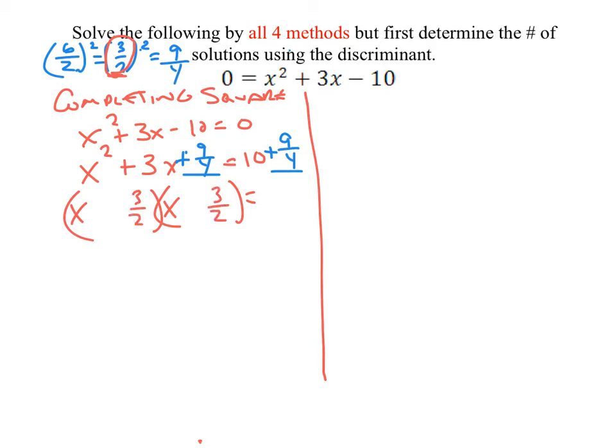And 3 halves plus 3 halves, well, 3 halves is just 1 1/2. 1 1/2 plus 1 1/2 is 3. You never have to think about the factoring because it's always half of b. It's always that value before you square it. So that's pretty easy. Now this, I'm just going to get a common denominator. 10 is 40/4. I can't write that in there. 40/4, that's 10. So I get 49/4.